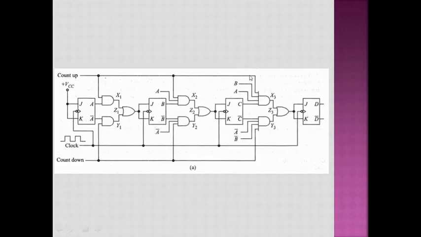Now, whenever the count up line is high and ABC is high, the output of X3 is going to be high, one of the inputs of Z3 is going to be high, so J and K are preconditioned to 1-1 conditions, toggle mode conditions, and at the next negative edge of the clock pulse, flip-flop D is going to toggle.